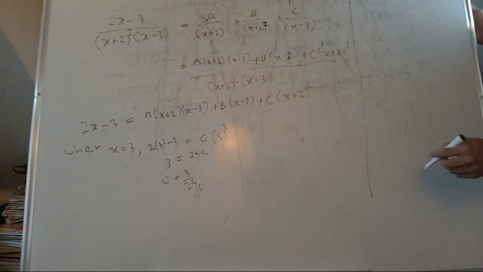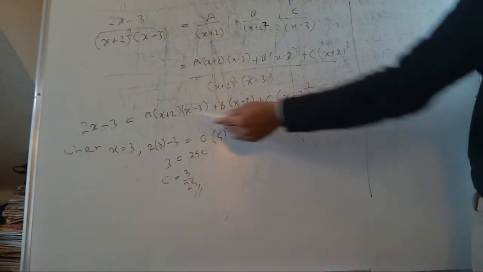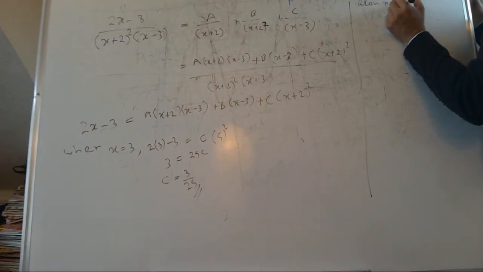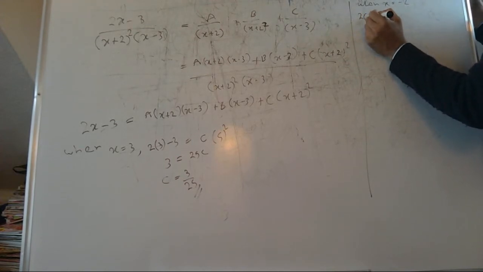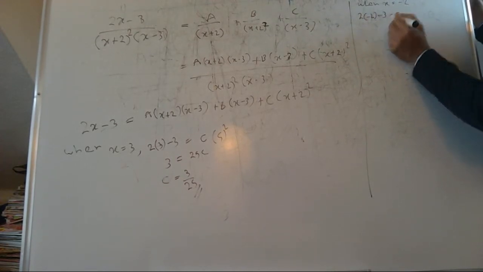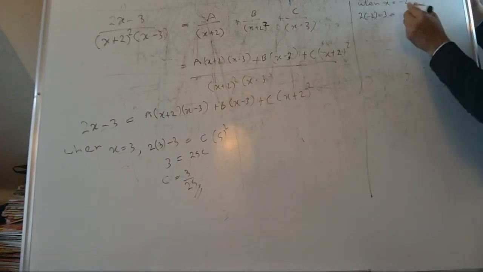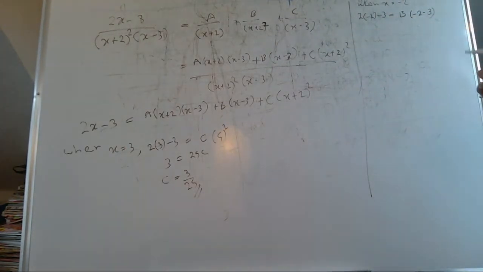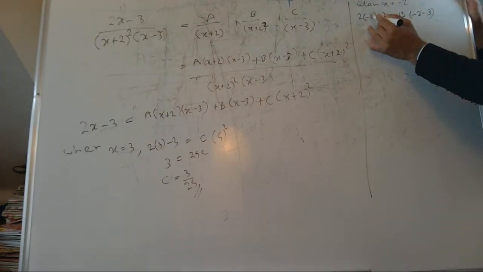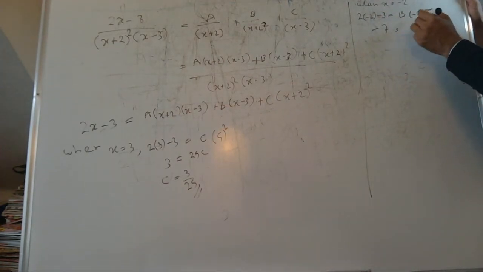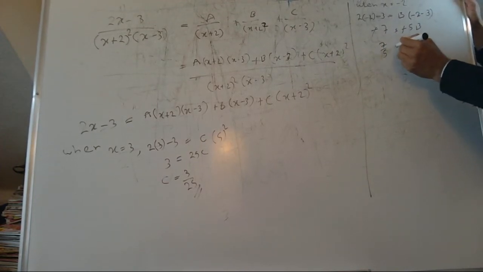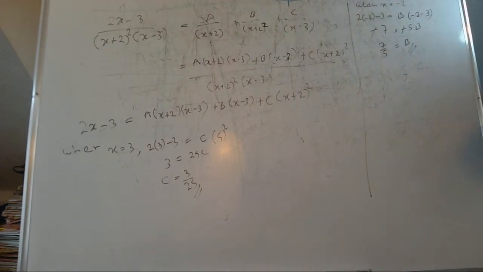Now let's just get the other two things as well. Let's do it here. So if I put x = -2, that's going to cancel and that's going to cancel, and that's going to give you B. So when x = -2, it's going to be 2(-2) - 3 equals, so that's going to cancel, you end up with just that, so it'll be B(-2 - 3). So we have -4 - 3 is -7, and this is -5B, so the minus and minus cancel, so 7/5 = B. So I got my B sorted out.